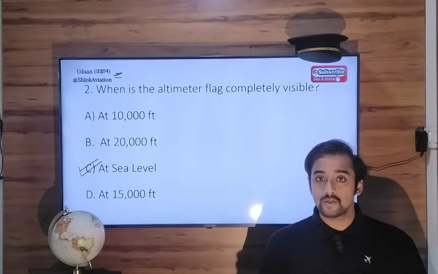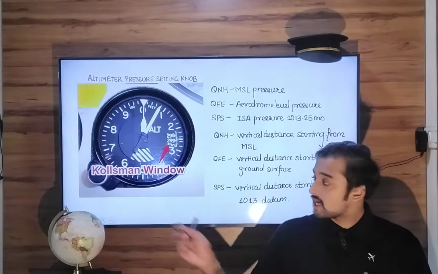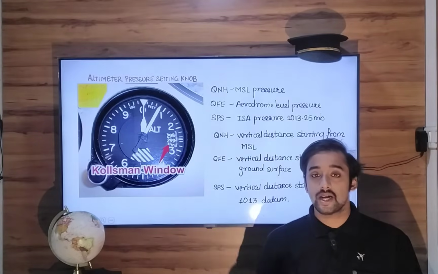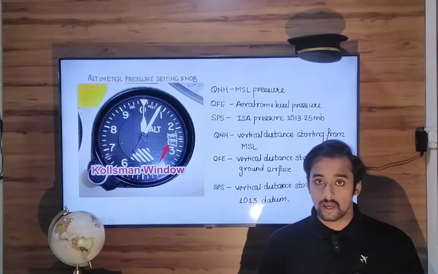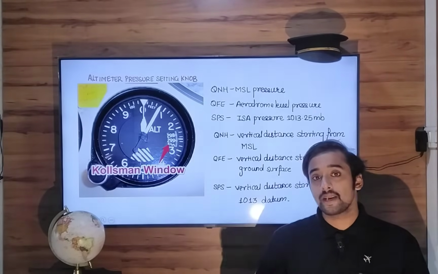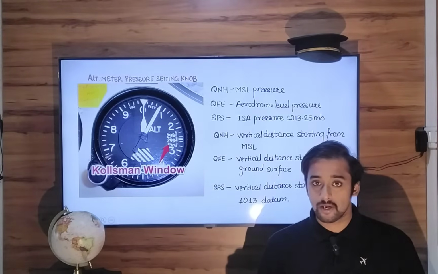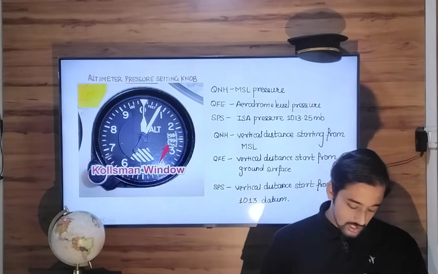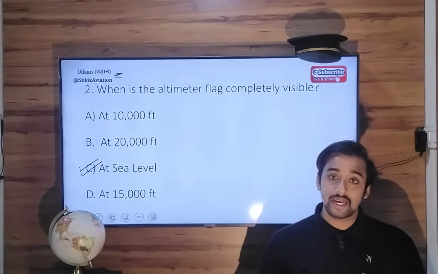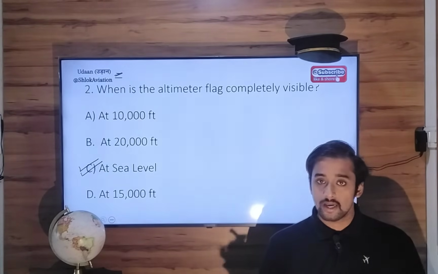When you fly away from sea level and climb to higher and higher altitude, the size of this flag goes on diminishing. That means this flag will start disappearing slowly and slowly. At 10,000 feet and above, this flag will get completely disappeared. Okay, it will not be visible to you. It will completely disappear from the instrument. Okay, so the answer is completely visible at sea level, completely invisible at higher altitudes, beyond 10,000 feet.